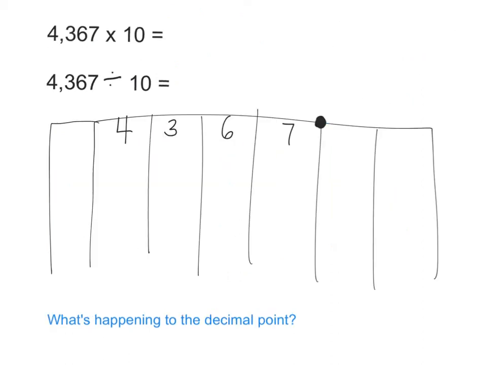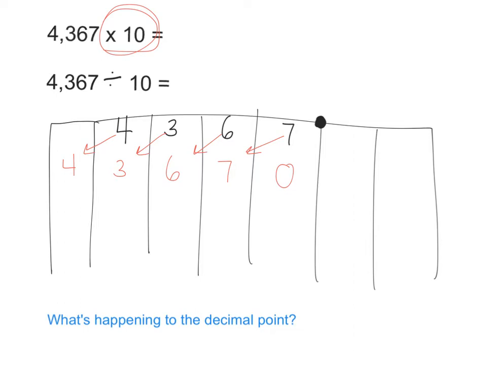Interesting. Okay, this time if we have 4,367 and I want to multiply it by 10, make sure you copy that problem into your notebook. How are the digits going to shift? Are they going to shift to the left or to the right? To the left. How many spaces? Okay, so if I shift all of these digits over to the left in order to multiply by 10, I'm left with 4, 3, 6, 7, and a 0 in the ones place.